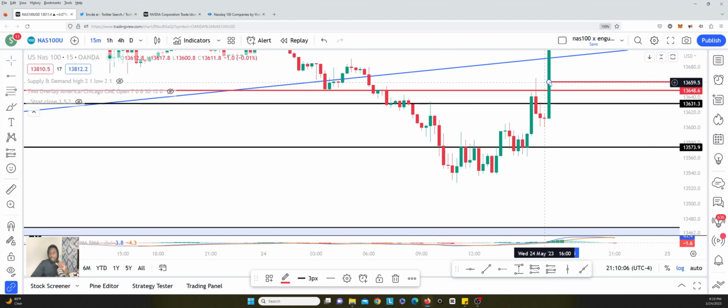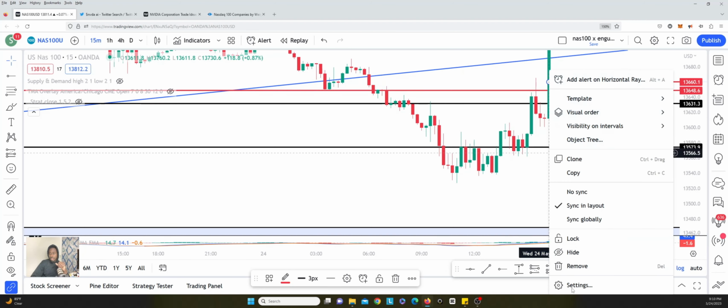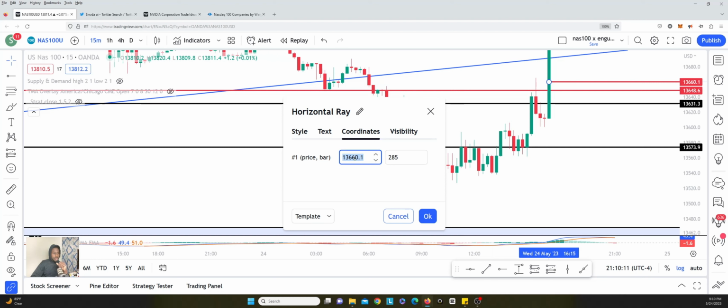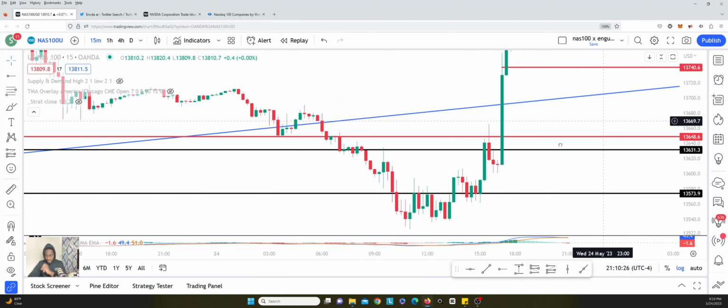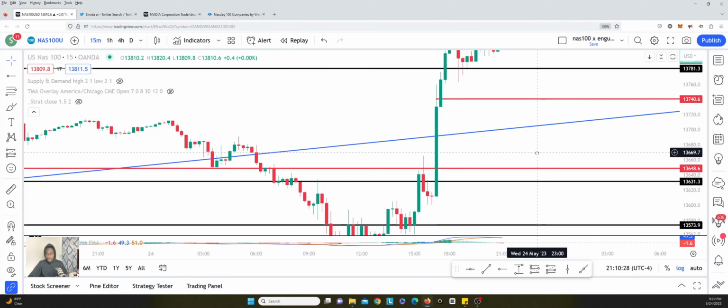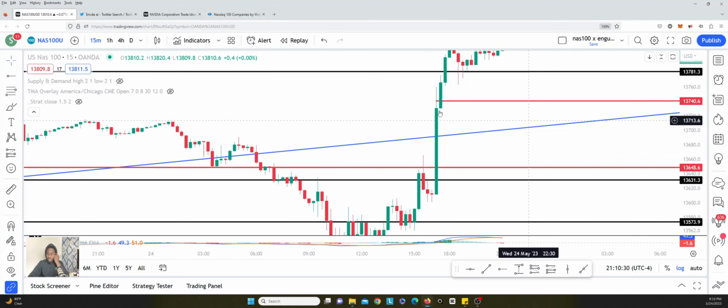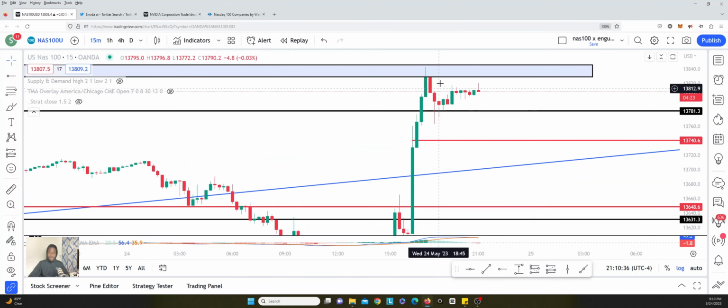4:15 candle at 13,740.6. So I entered here to the upside. It really looked like it was gonna continue. I have my zone actually more up here.